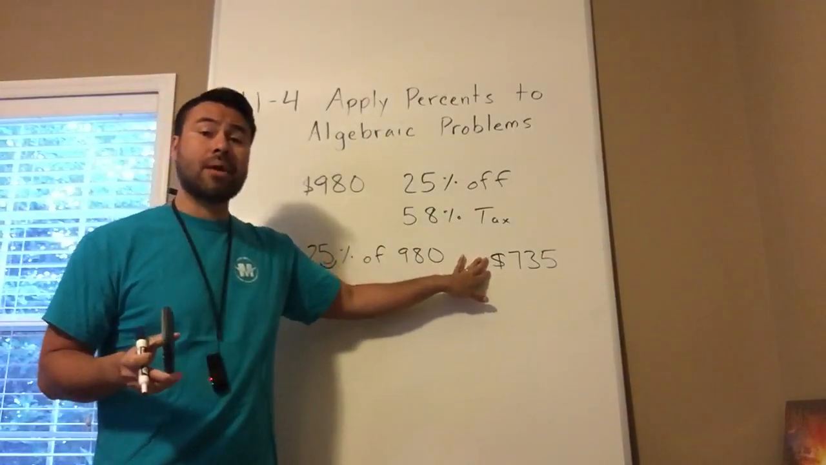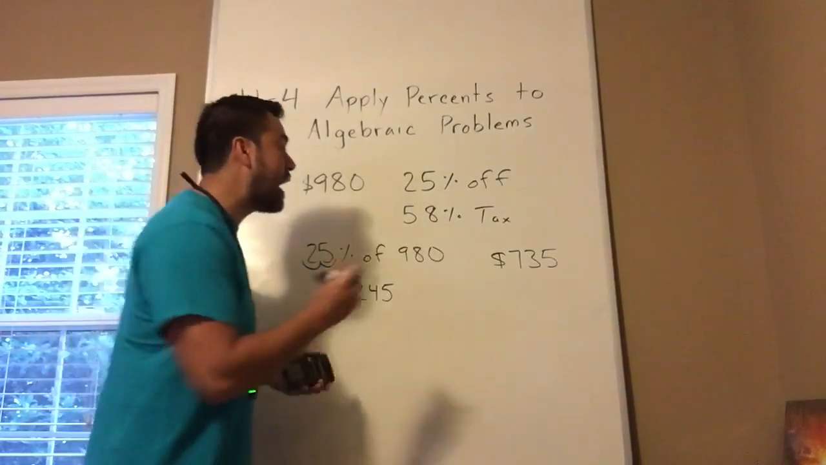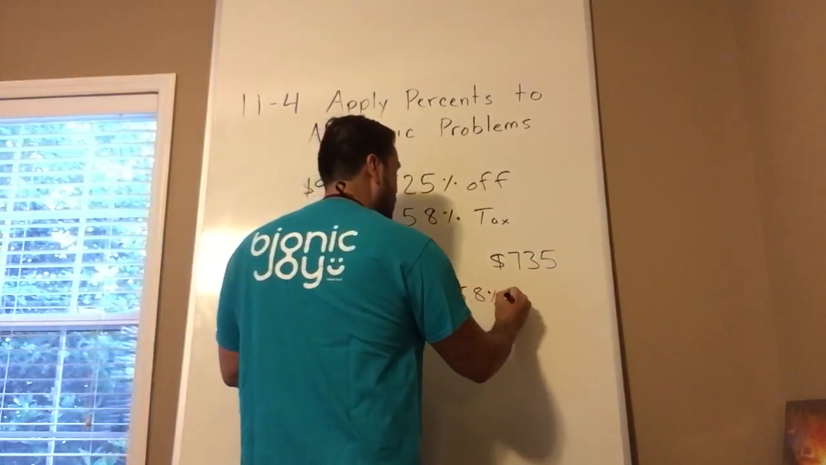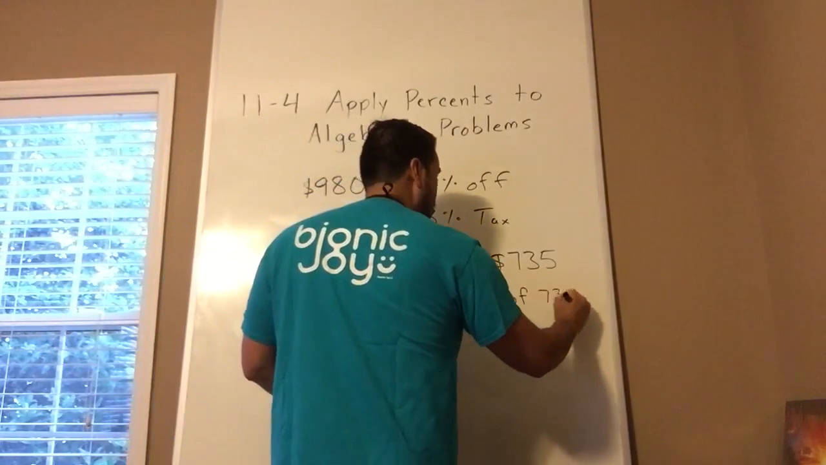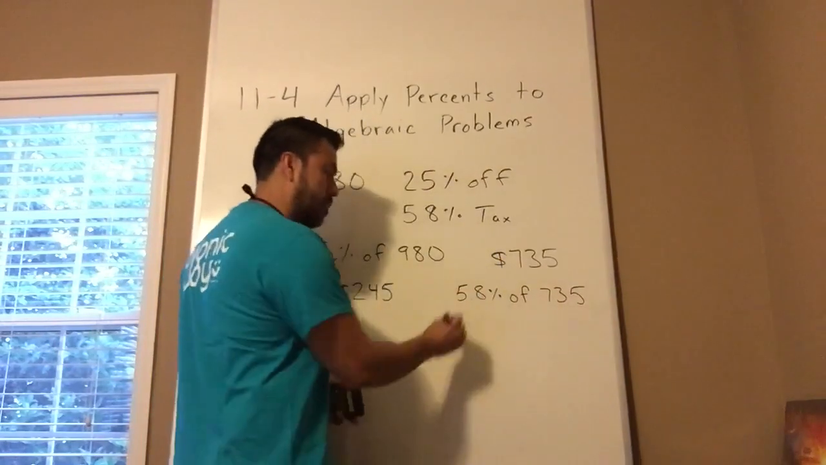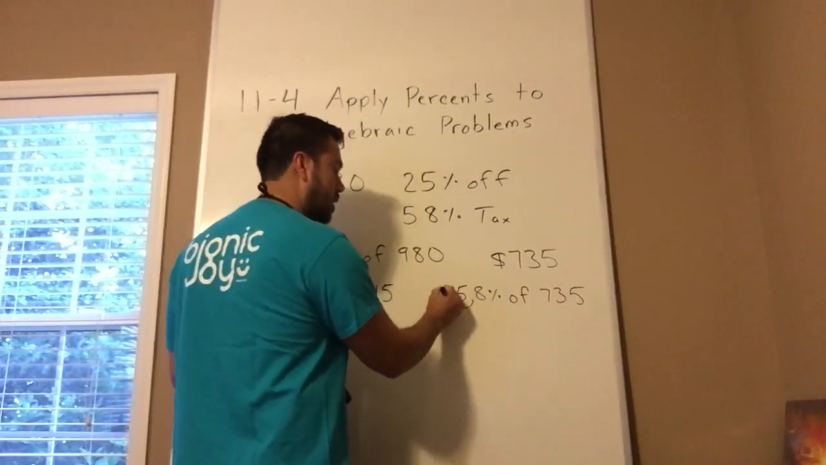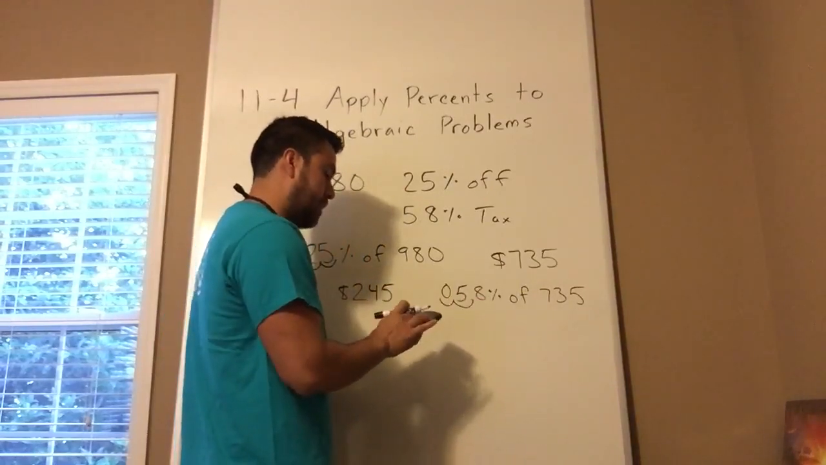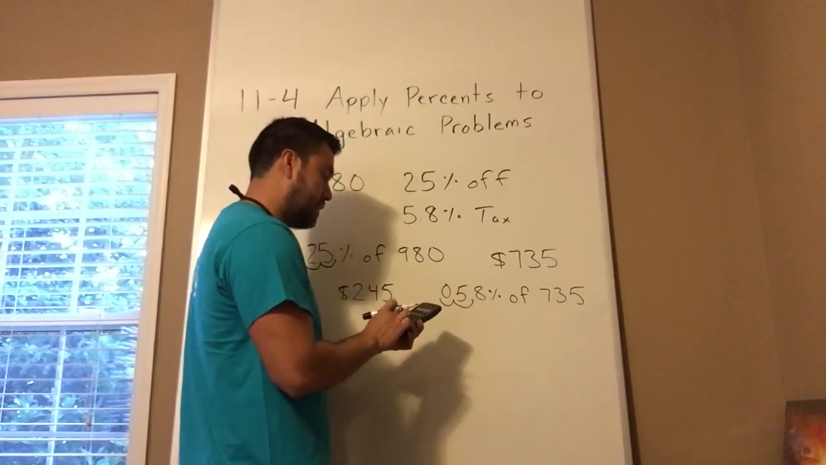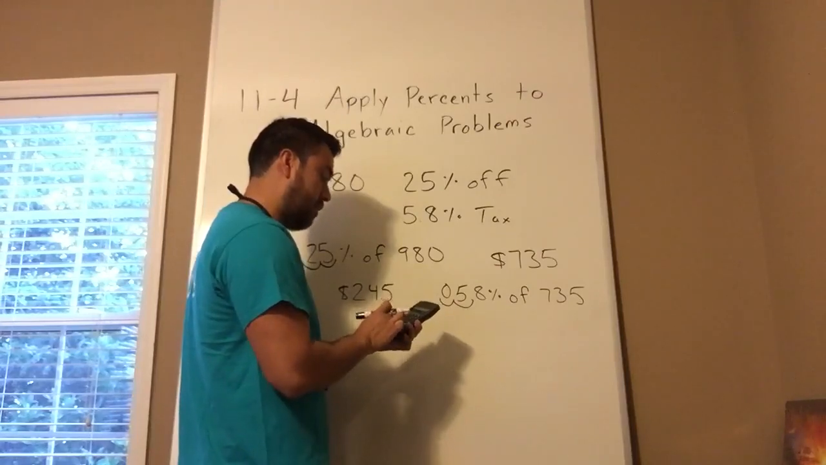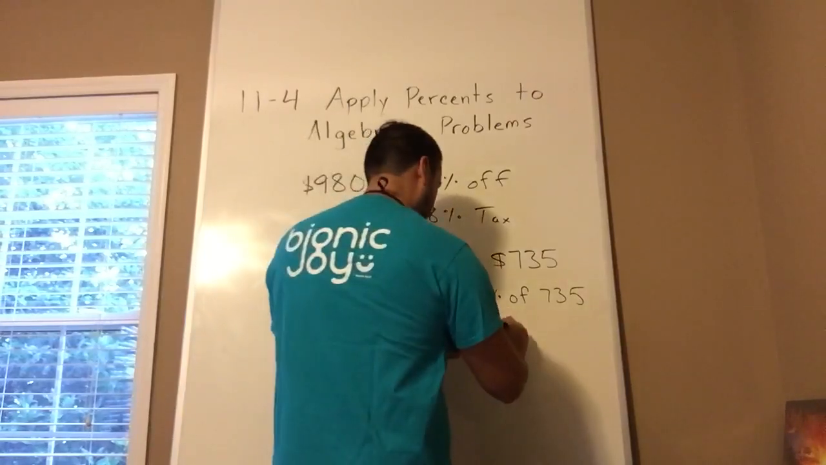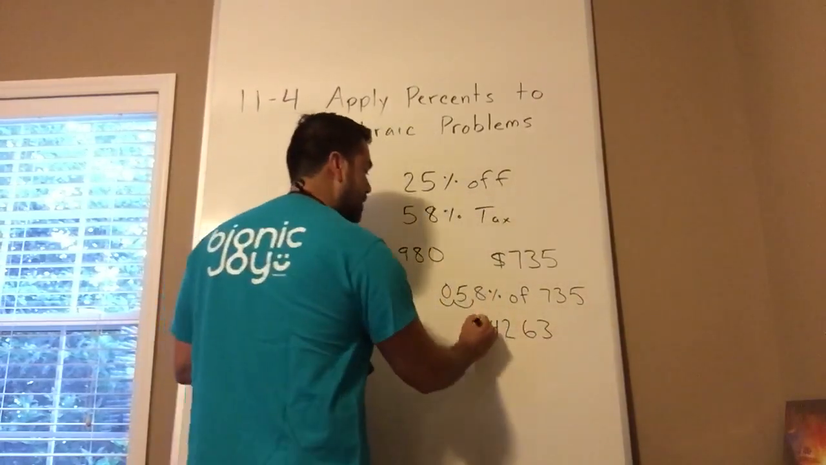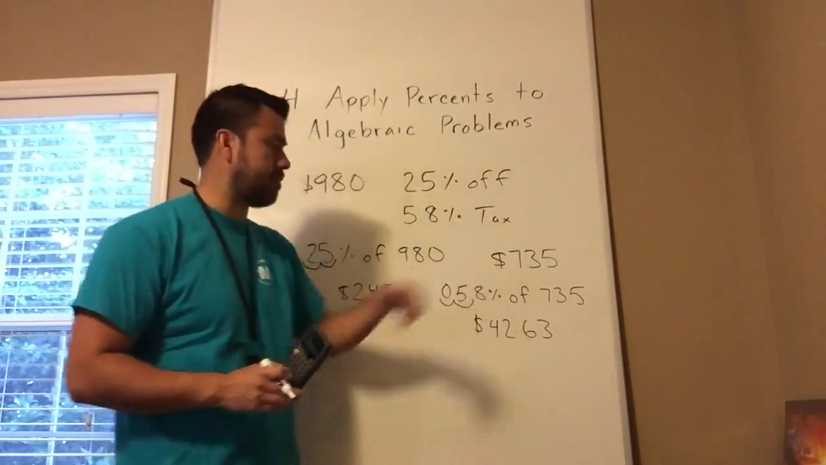But he has to pay what? Tax. So now I want to find what is 5.8% of 735. And remember the decimal point, 1, 2. And so we've done this problem on a previous example. So 0.058 times 735, 42.63. Okay, so that's how much the tax is going to be on that discounted item.